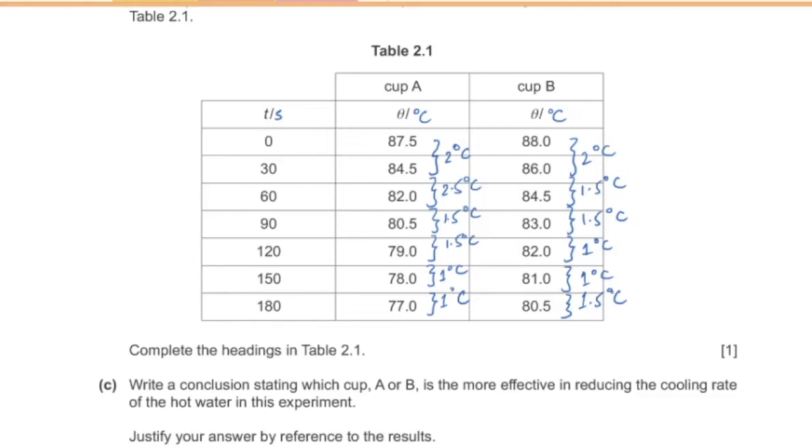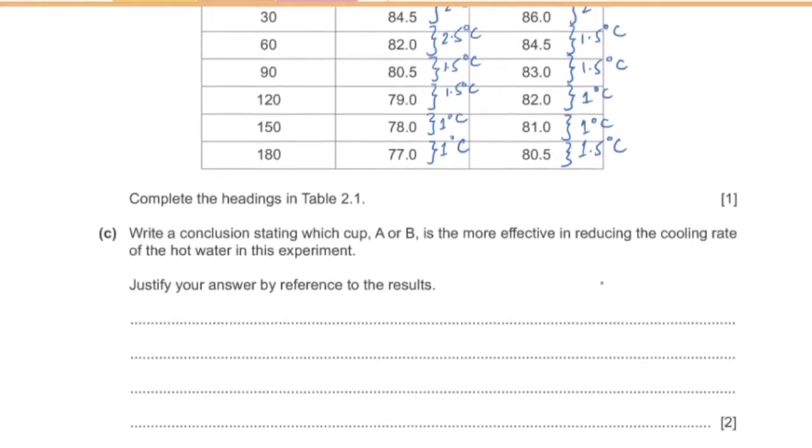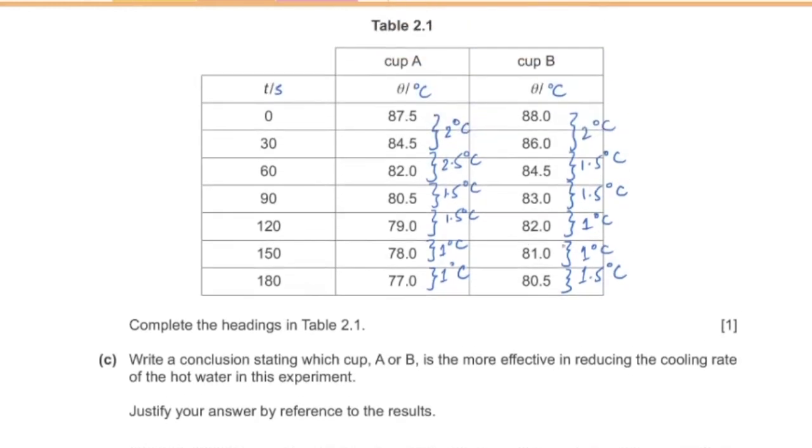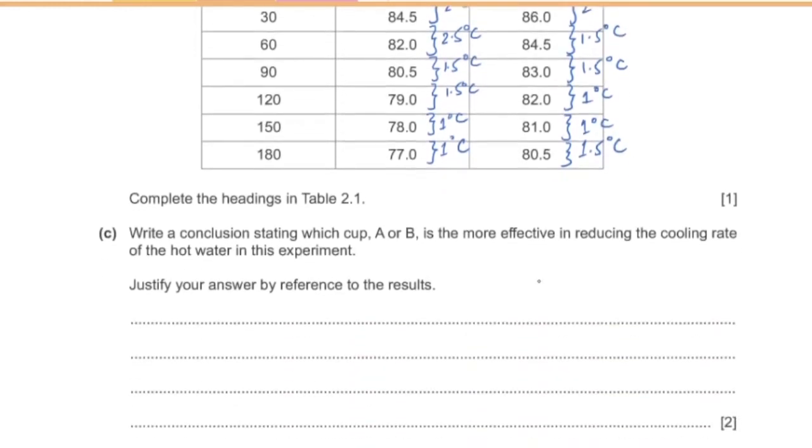So the fall in the temperature for cup B is at a much slower rate, so we can conclude that cup B is more effective in reducing the cooling rate. And we can give reference to the values in table 2.1 to support our statement.